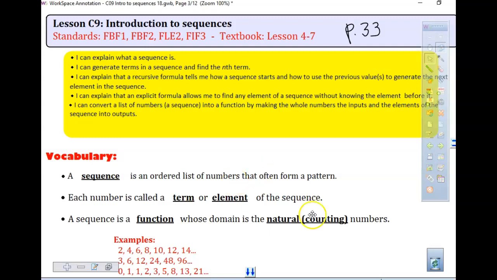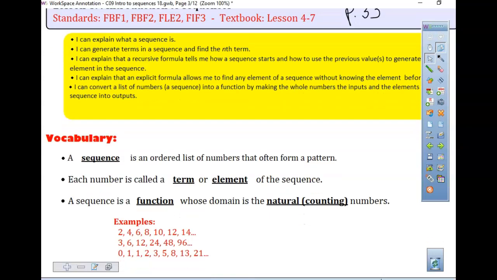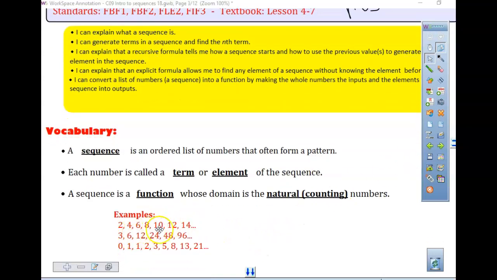Okay? So when we are taking a look at this one, I gave you some examples, right? What's happening in that first one? It looks like we're doing what all the time? Adding by 2. Adding 2, right? The next one looks like we are adding 3. Those are both arithmetic sequences. The last one's a special one, right?